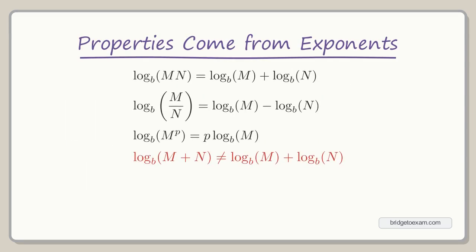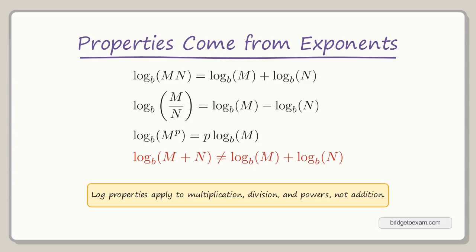Logarithm properties come from exponent rules. They are powerful, but only when the inside operation is multiplication, division, or a power. They do not turn sums inside logarithms into sums outside logarithms.